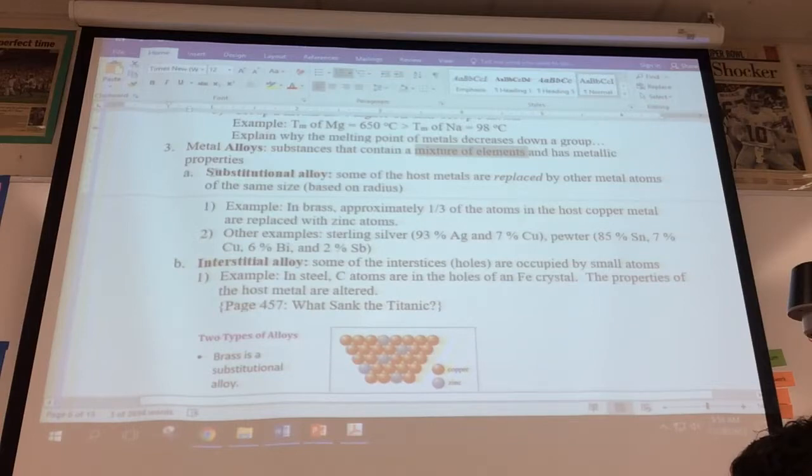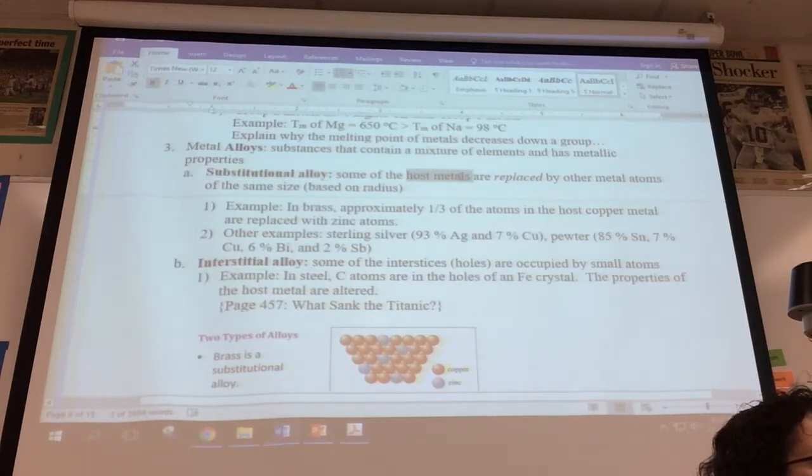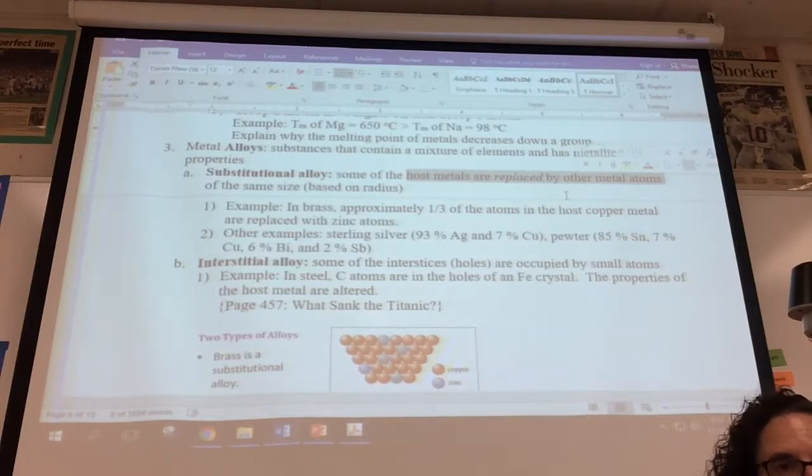There are 2 types of metal alloys. There are substitutional alloys, and there are interstitial alloys. You probably have substitutional alloys in your house. What you find is that some of the host metal is going to be replaced by another metal that has a similar radius. They could give you a little table with metals and their radii, and you might be asked to pick which one would be most suitable as a substitutional one. It's going to be the one with the similar radius.